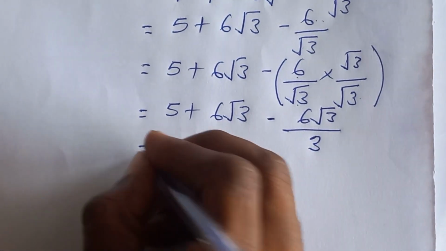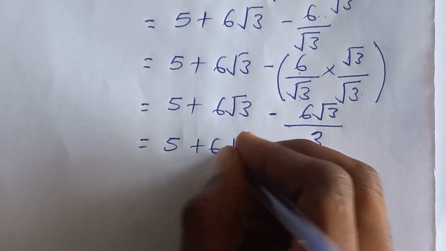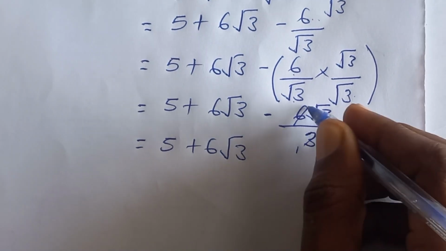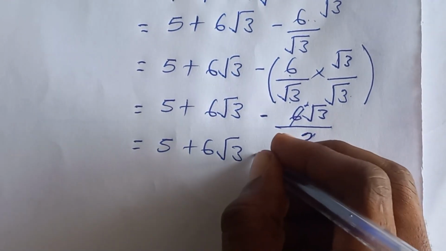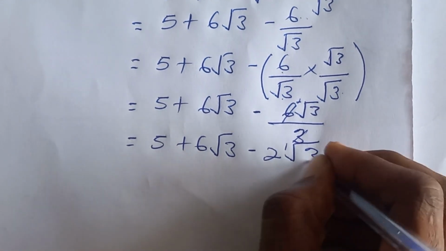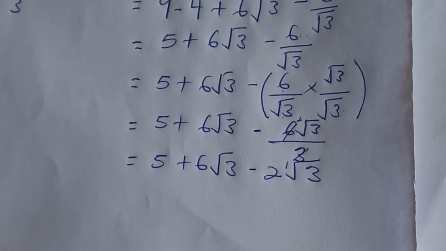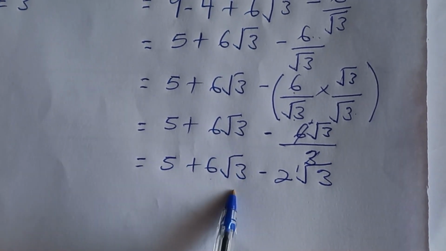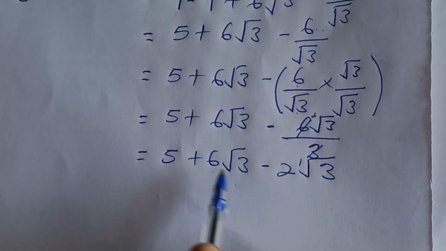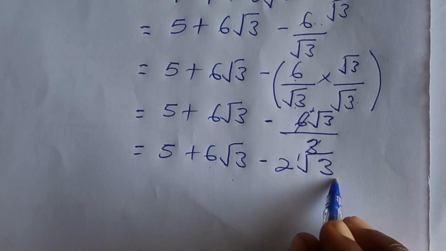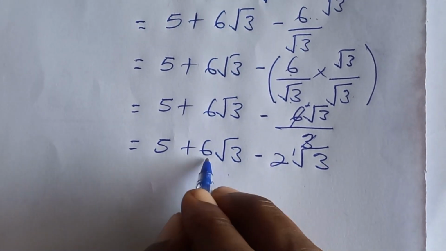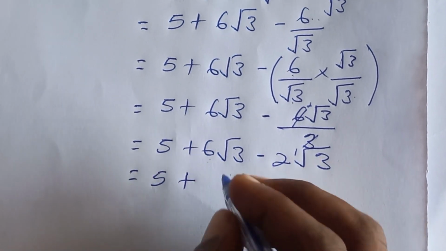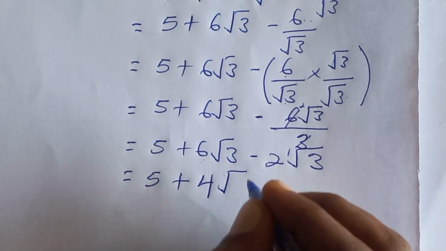So we know that 5 plus 6√3. And don't forget, 3 goes into itself 1 time and it goes into 6 how many times? 2 times. So leaving us 2√3. Good. So we can still simplify this because we are having 6√3 minus 2√3. They are like terms. So we maintain the root and we subtract 2 from 6. So it's going to be 5 plus 6 minus 2 is 4, so 4√3.